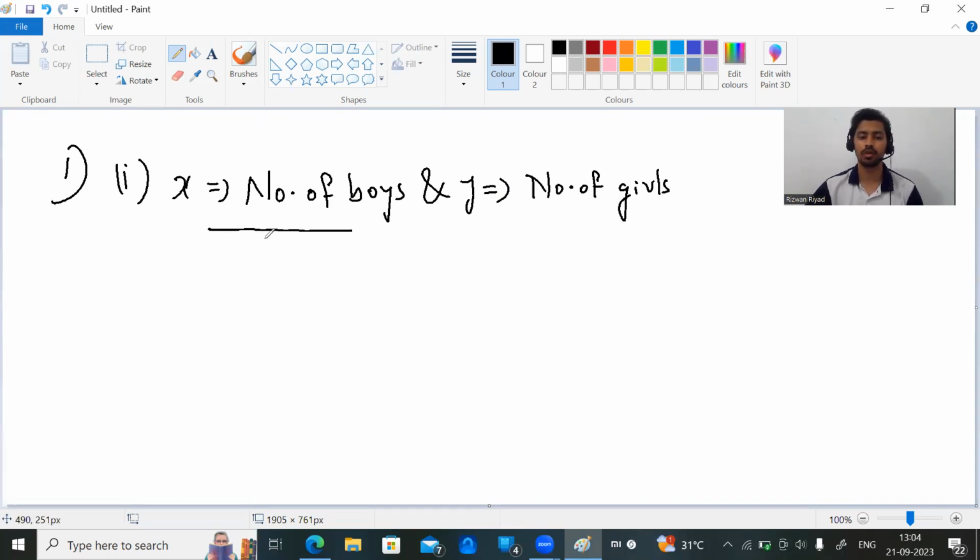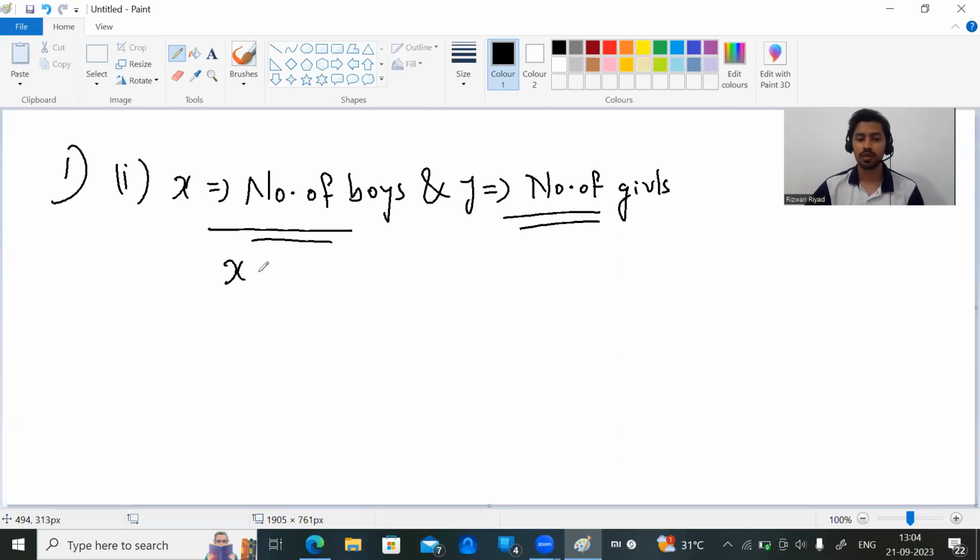Okay, x is the number of boys and y is the number of girls. Now what is the first detail? According to the first detail, the total number of students is 10. That means number of boys plus number of girls is 10. What is the number of boys?